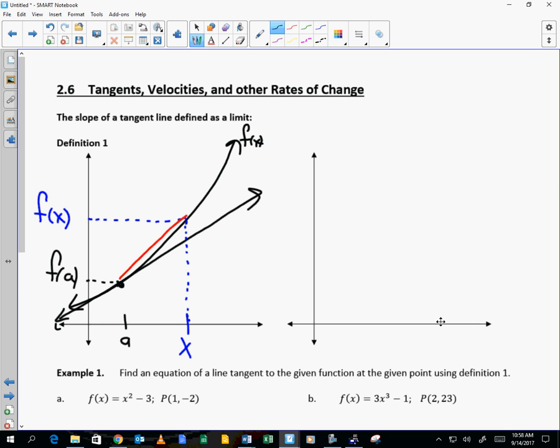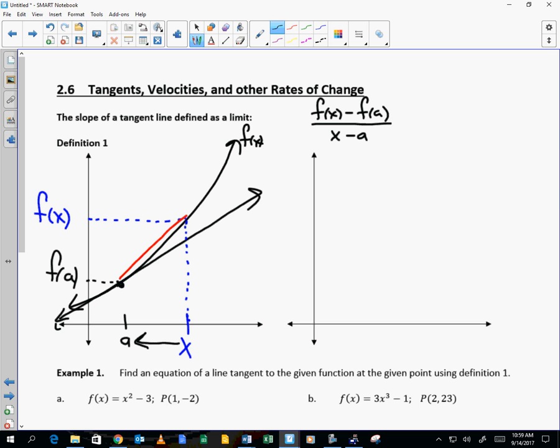So if we want to define the slope of the tangent line, we do y sub 2 minus y sub 1 over x sub 2 minus x sub 1. What is y sub 2? What is y sub 1? But that gives me the slope of the secant line. If I wanted the slope of a tangent line, what do I have to do to x? Move it.